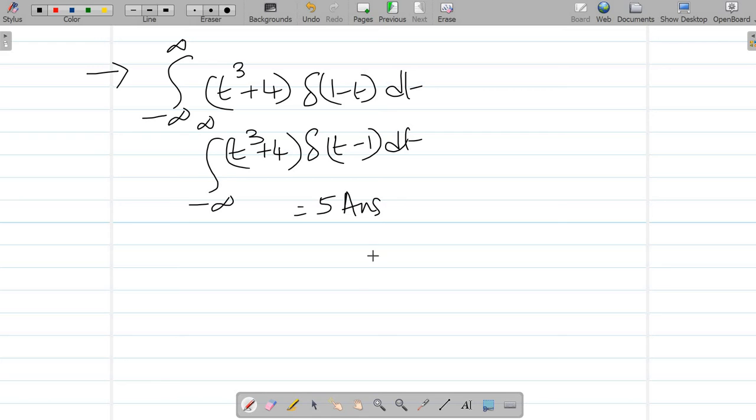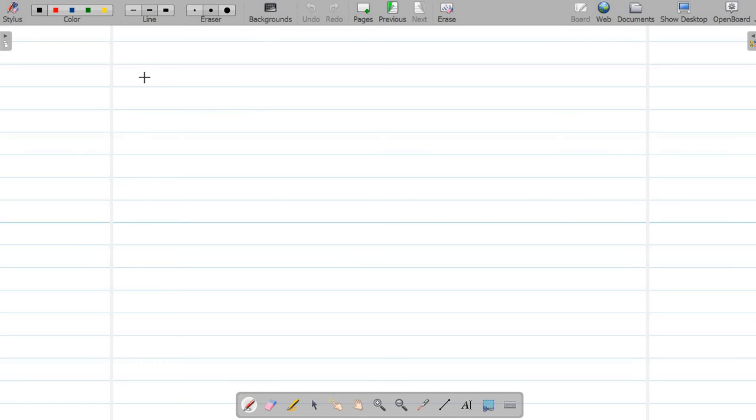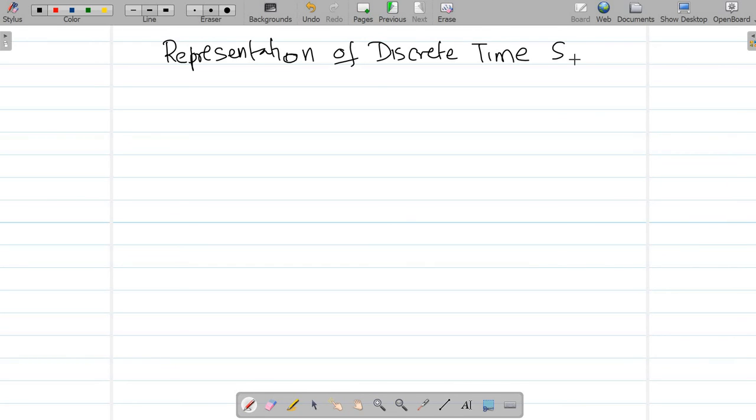Okay. Now let us move to another topic, which is representation of discrete time signals. Now we've seen what is discrete time, and we've seen what is a discrete time signal. So we have to see how it can be represented. What are the different ways a discrete time signal can be represented?